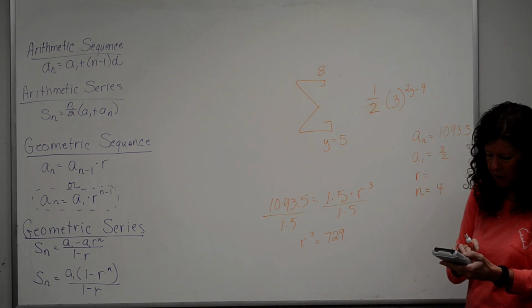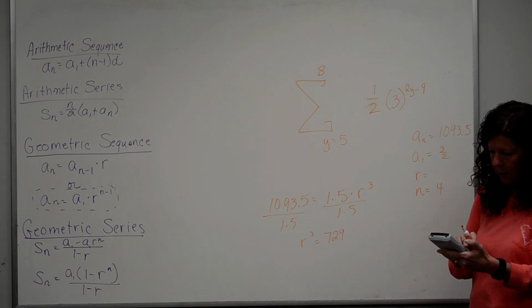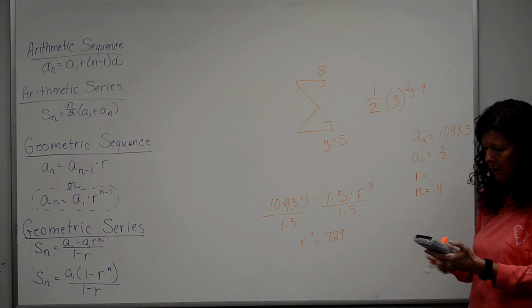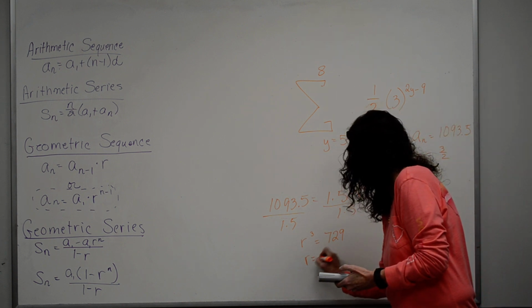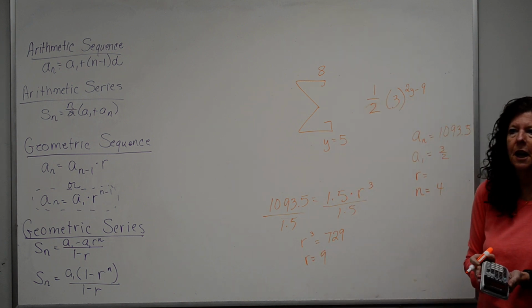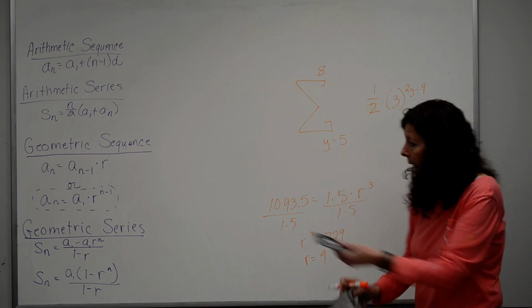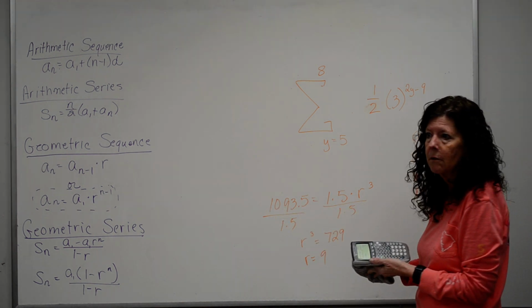So I'm going to take the cube root of that, which you actually do have a cube root on your calculator. It's the 4th one down. So if you want to use that, that's fine. So I find out that r is equal to 9. Okay, so now I've got the r. Now all I have to do is plug in down there.